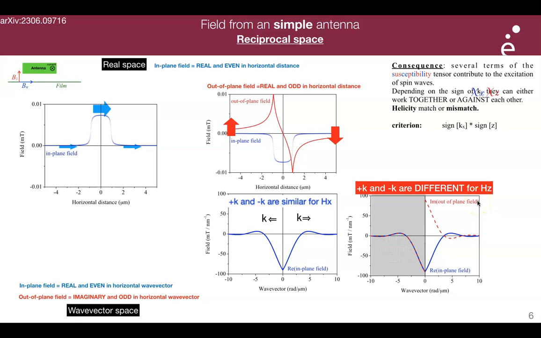So you see that this is still helicity mismatch, that is to say that the sign of the wave vector will be important because it will change whether the out-of-plane components and the in-plane components work against each other or work together. By the way, notice that the two spectra for the out-of-plane field and for the in-plane field just differ by a phase factor, so they contain exactly the same power.